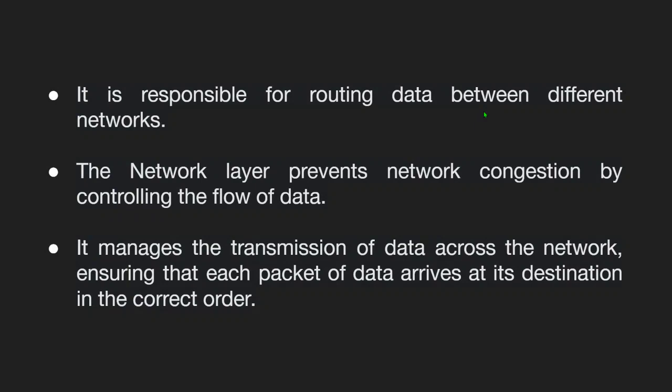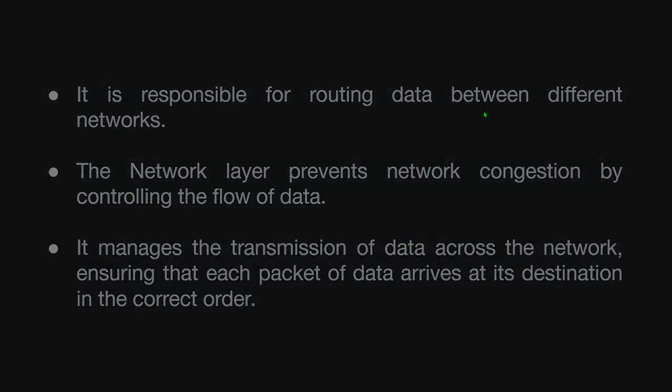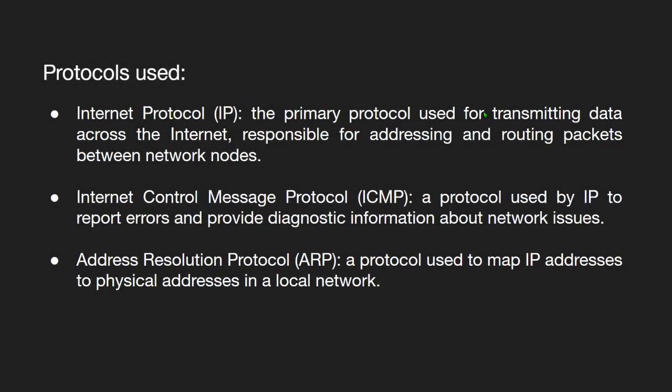The network layer can also perform fragmentation, which breaks larger packets into smaller packets for easier transmission over the network, and it can also perform reassembly, which combines small packets into larger ones at the receiving end. Also, this layer is very important in the OSI model, as many networking protocols operate in this layer, such as IP, that is Internet Protocol, which is a primary protocol used for transferring data across the internet, responsible for addressing and routing packets between network nodes.